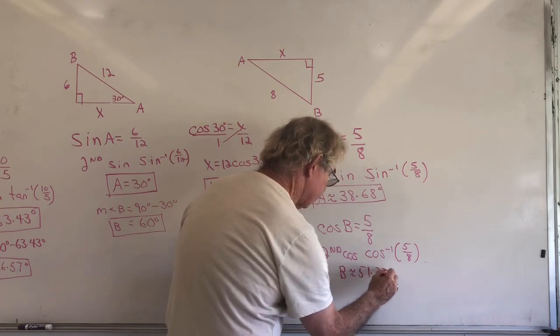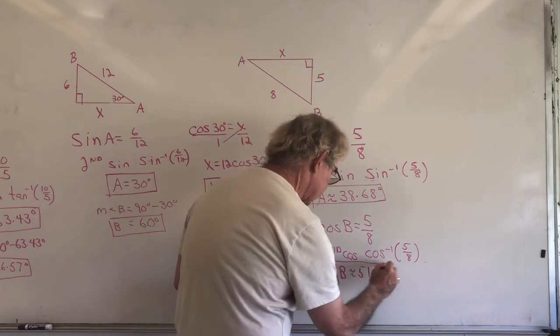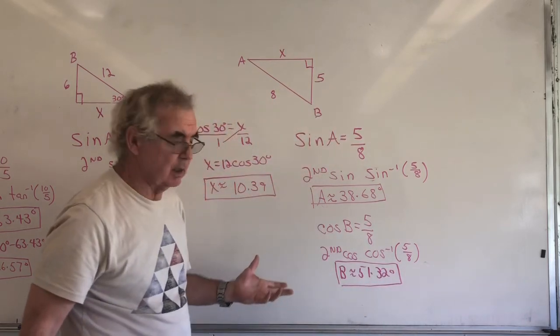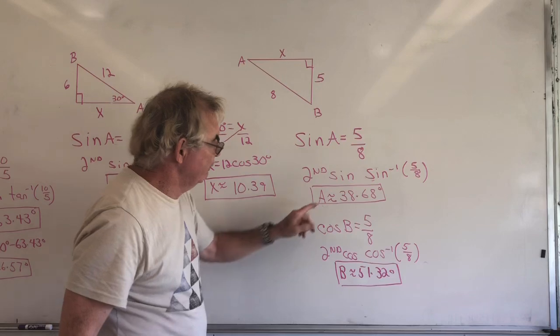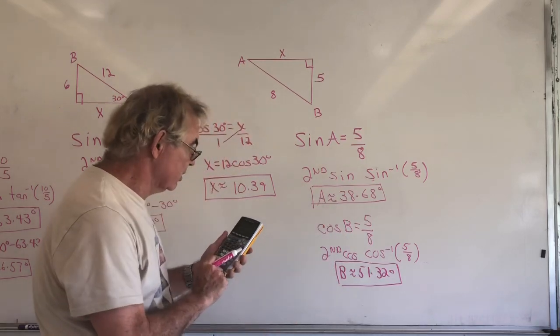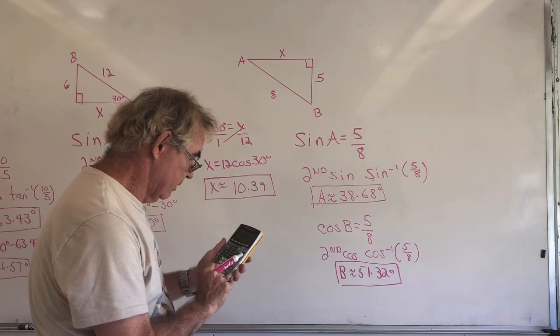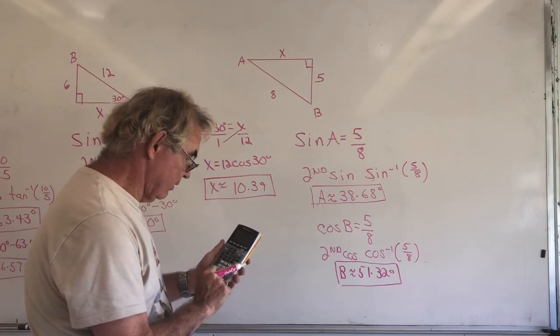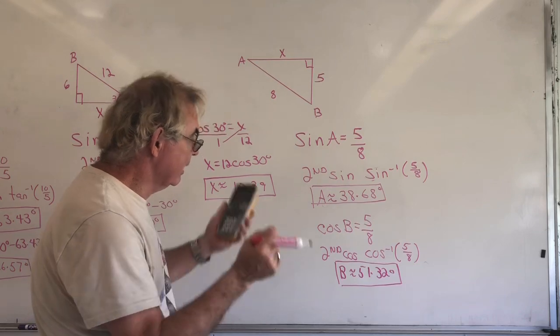Now let's just see if we're right. Remember the last ones, we just found one angle and then we subtracted from 90 to get the other one. But if you add these two angles, go ahead, add up 38.68 plus 51.32, you get 90.